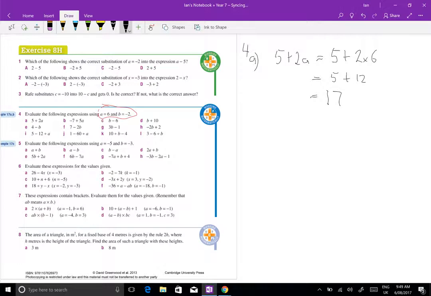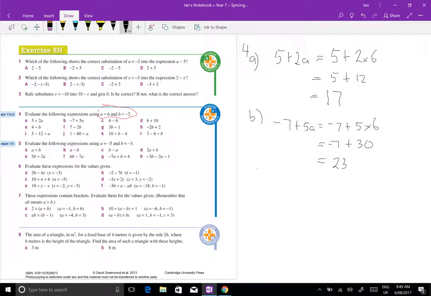Let's try B. -7 plus 5A. Well, that's -7 plus 5 times 6. Well, that's -7 plus 30. And I'd do that on my calculator if I was having trouble with directed numbers, but that will come out to 23. And I'm just checking these because I want to make sure that I don't make a mistake, and I know I'm right.